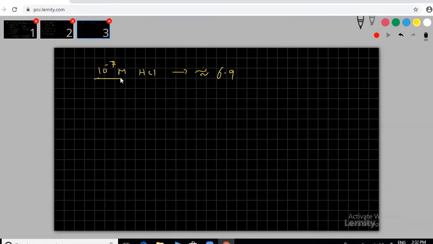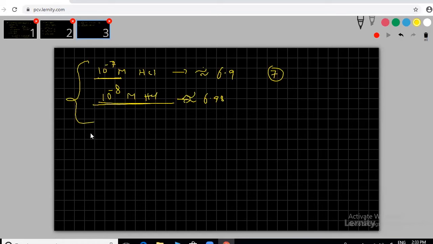Because this is acid, you never get 7 pH. 7 means that is neutral. So not possible. 10 power minus 8 M HCl, here also same thing. The pH should be less than 7 only. 6.95 or something you will get, but you never get 7 or more than 7, because acid always has pH less than 7. Is it correct or not? So that is the way you need to solve the same thing. I think this type of questions we are already expecting.